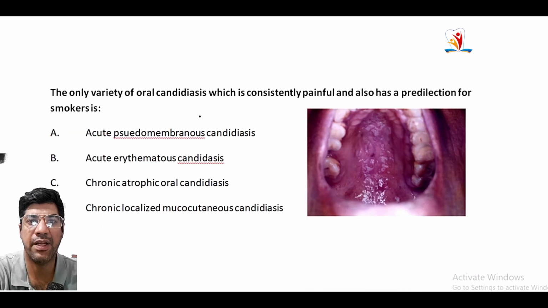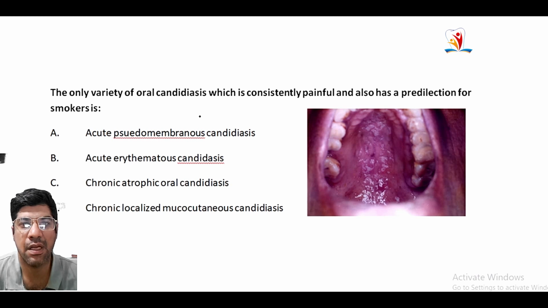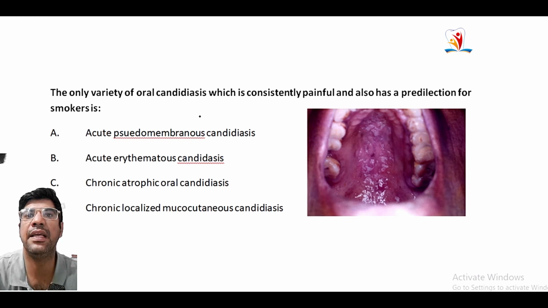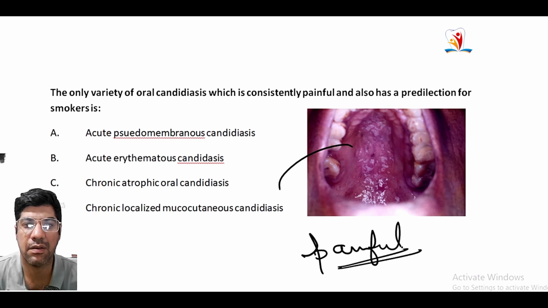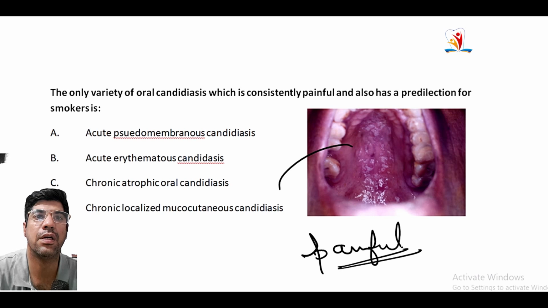The only variety of oral candidiasis which is consistently painful and has a predilection for smokers is the acute erythematous candidiasis. So remember, the erythematous candidiasis is consistently painful. So the answer is acute erythematous candidiasis.